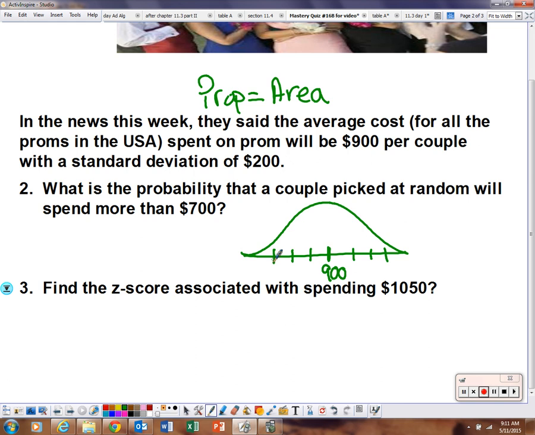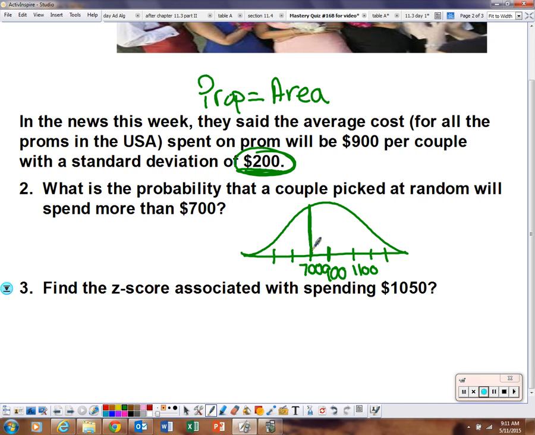Okay, now remember, standard deviation of 200 means when we're going to the right, we're going to add 200. So if I add 200 to 900, one standard deviation above the mean would be $1,100. Okay, but this question is asking about $700. So I'm going to go left, I'm going to subtract, and I see that one standard deviation to the left is $700.